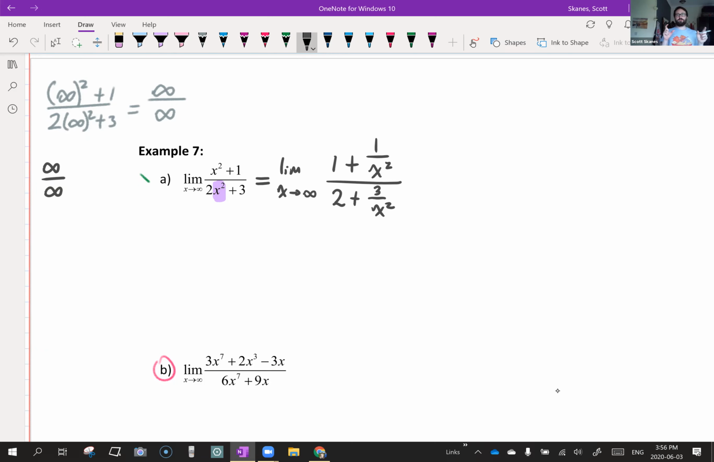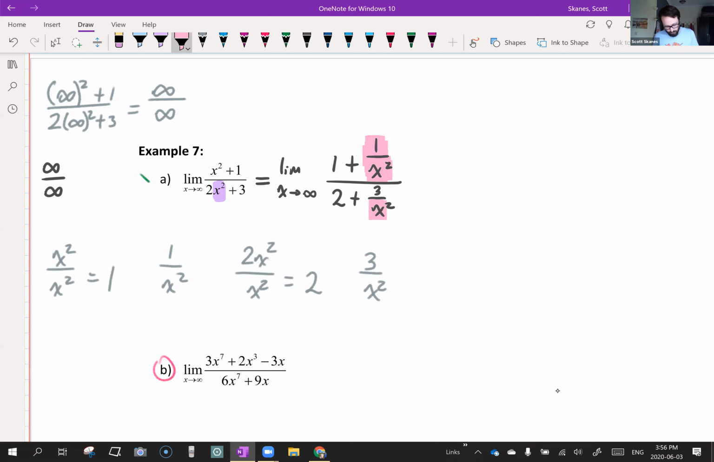We still have our 4 terms. We just have them in a different form. And again, if you're not sure, we're dividing by x squared, x squared over x squared gives 1. That's our first one. 1 divided by x squared is exactly what it looks like. 2x squared divided by x squared is still 2. 3 divided by x squared is exactly what it looks like. So Mohammed's exactly right. You look at these terms, they've got x on the bottom, and as x goes to infinity, they go to 0, and we're done.